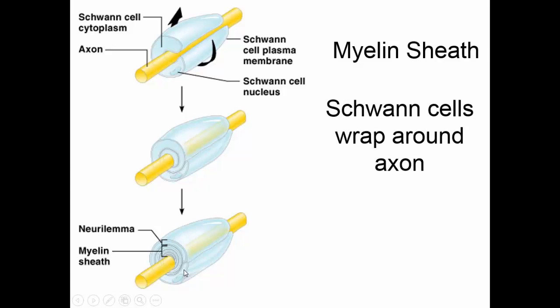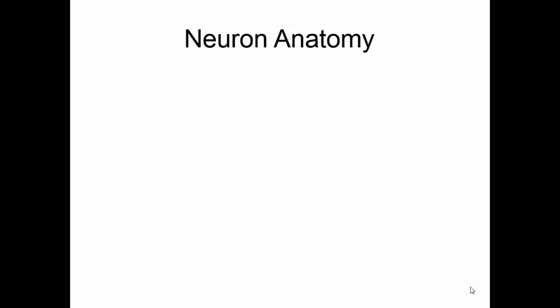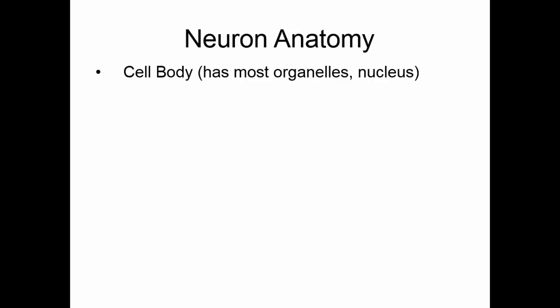Besides the glial cells, the other cell of nervous tissue is the neuron. The neuron has a cell body. The cell body is the mass of the cell. Most of the organelles, most of the cytoplasm, and the nucleus are found in the cell body.